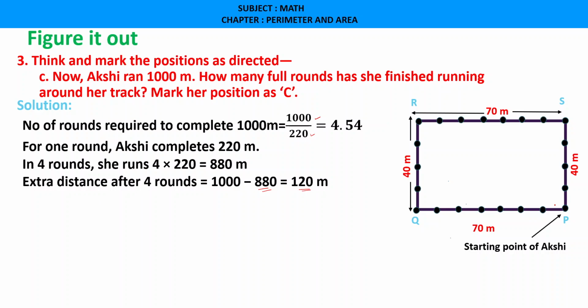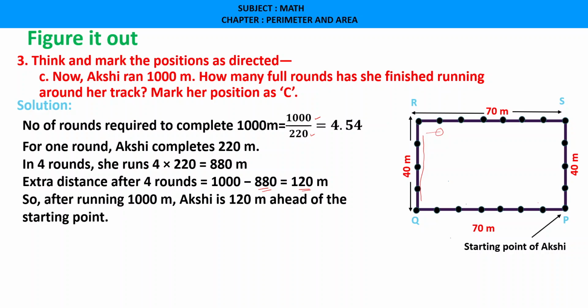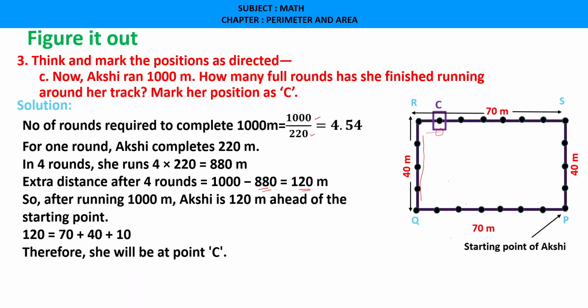So again Akshi needs to cover 120 meters. Upon covering the length it will be 70 plus 40, this is 110, and then this will be 120. So after running 1000 meters, Akshi is 120 meters ahead of the starting point. So 120 can be written as 70 plus 40, again 10 meters. That point is C, which we marked. Therefore, she will be at point C after completing 1000 meters, and she completes 4 rounds.